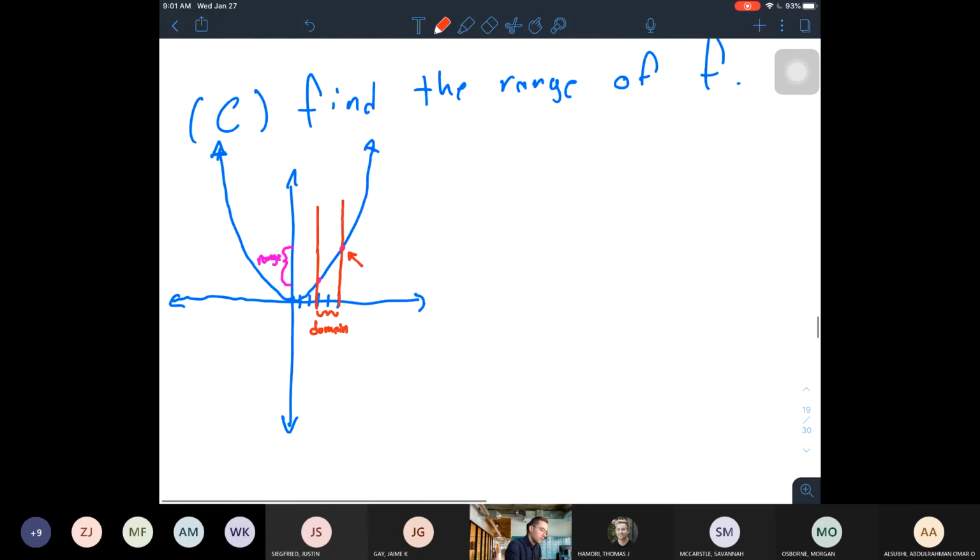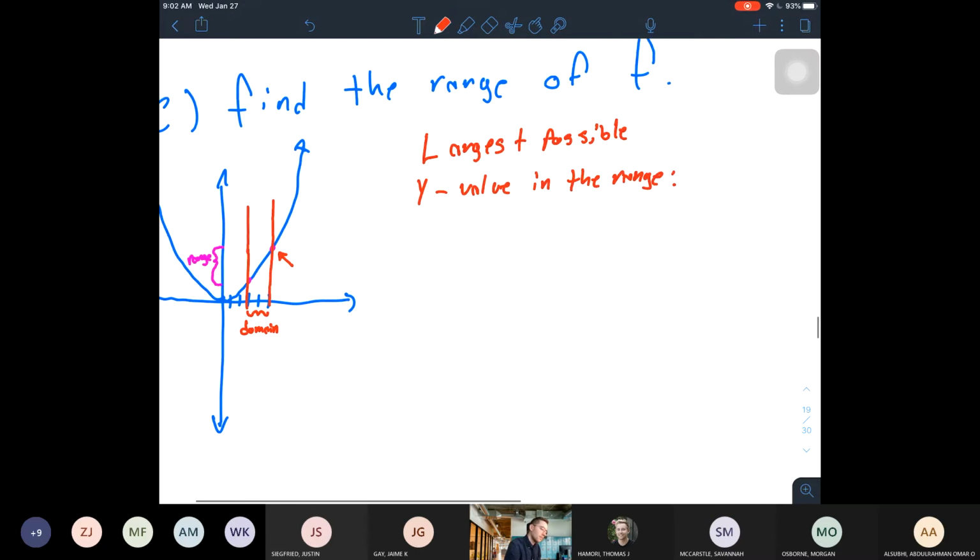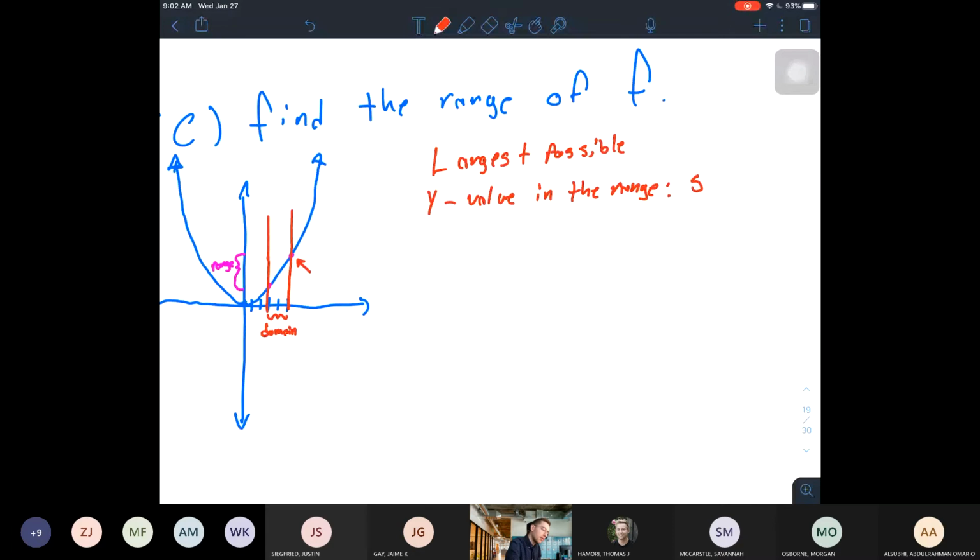Okay, so the largest possible y value in the range will be 5. If we plug 5 into the equation, we would plug it like this, and we'd get 25.